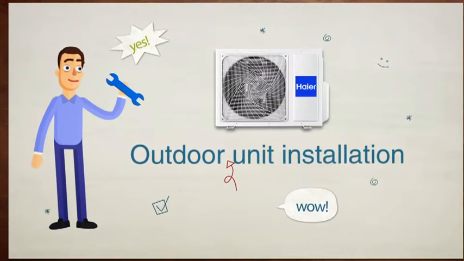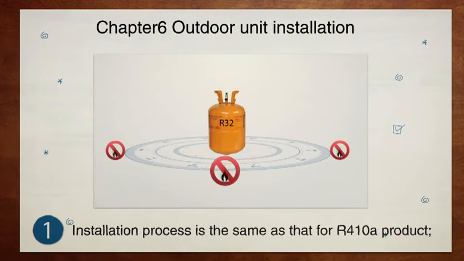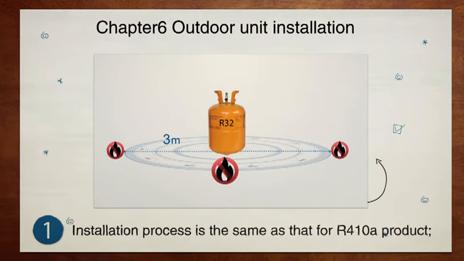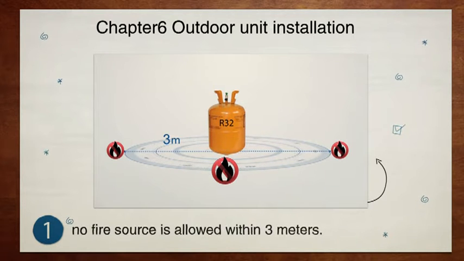Chapter 6. Outdoor unit installation. Number 1. Installation process is the same as that for R410A product. No fire source is allowed within 3 meters.